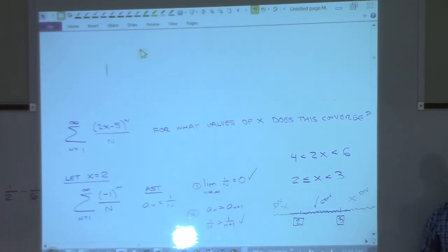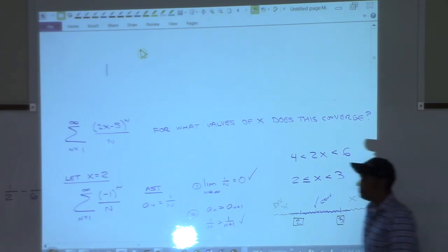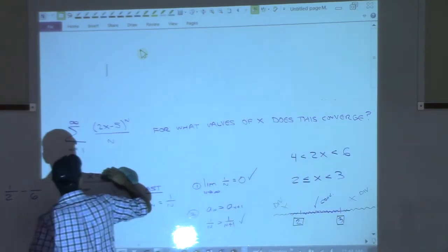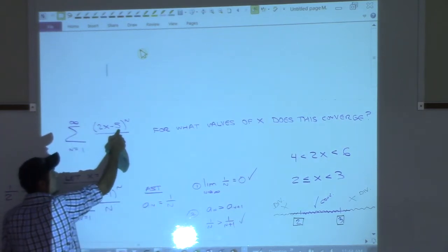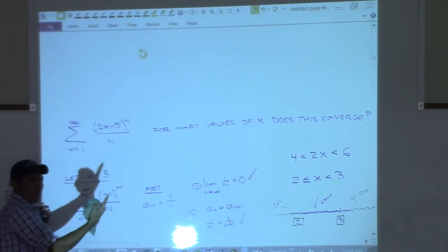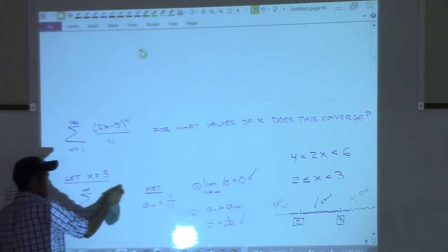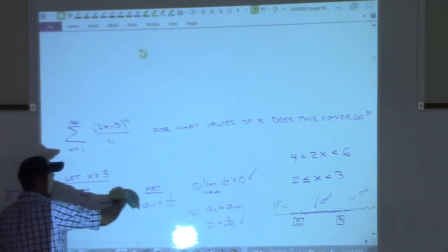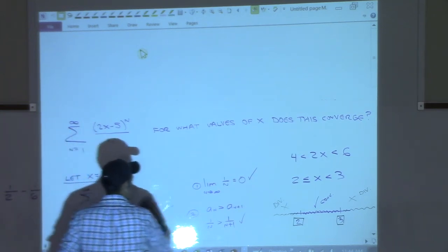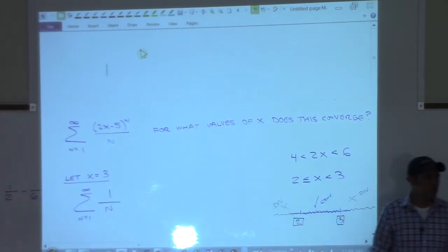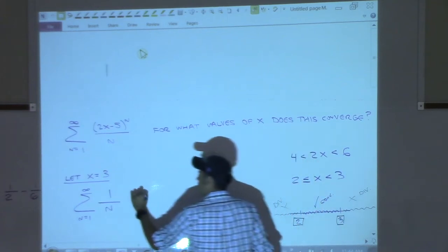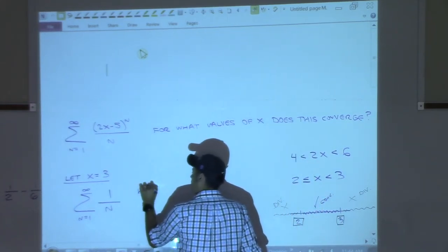Now, what else do I need to check? At 3. Okay? So if x is 3, you do 2 times 3 is 6, take away 5, that's just 1. And 1 to any power is 1. So the top is just 1. And what type of series is that? Harmonic. And what do harmonic series do? Diverge.